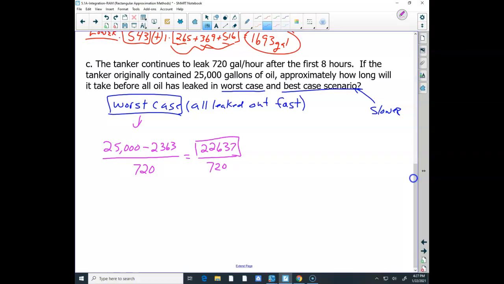That's going to approximately equal 31.44 hours. And how long will it take before the tank has leaked all oil? This isn't all the oil. If I add the original 8 hours to it, it's going to be 39.44 hours. Worst case scenario.